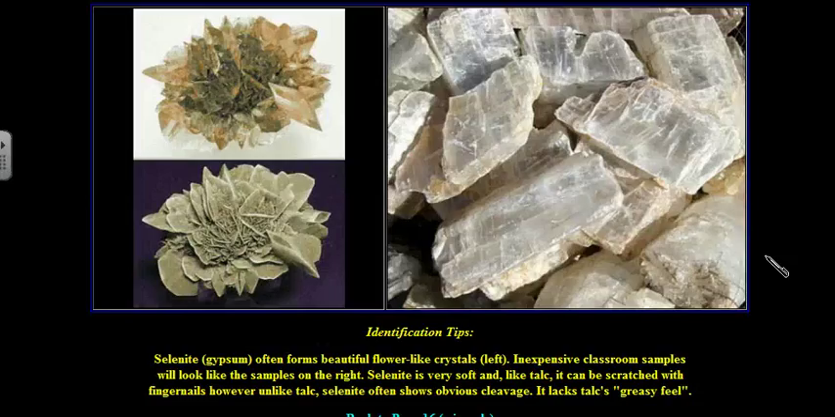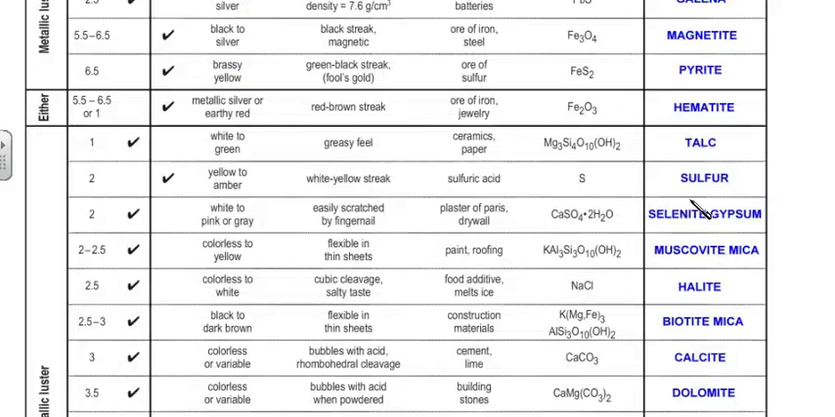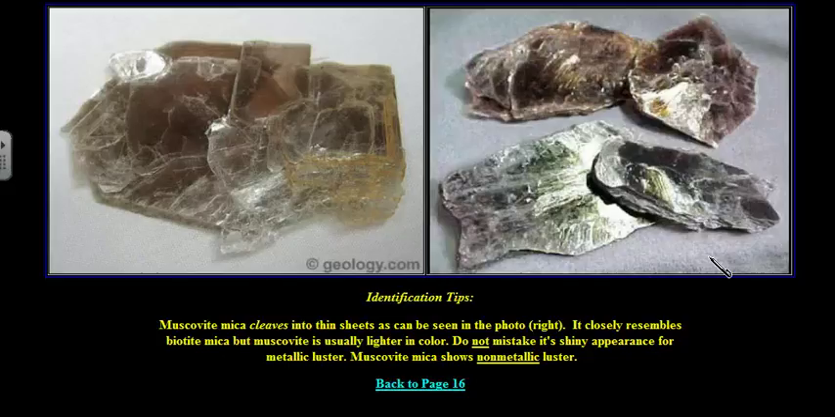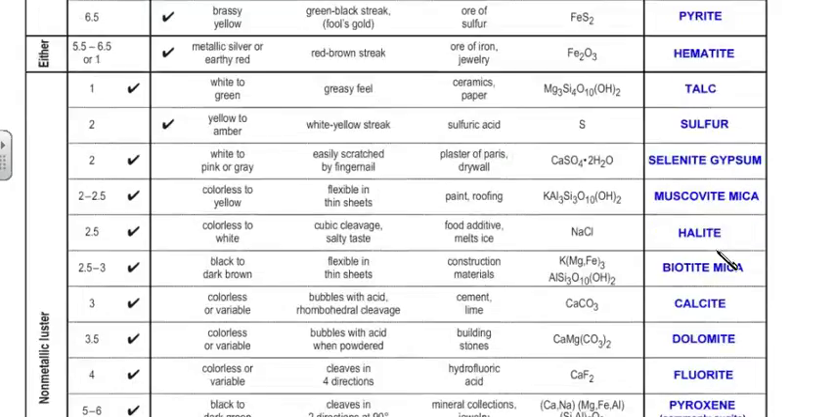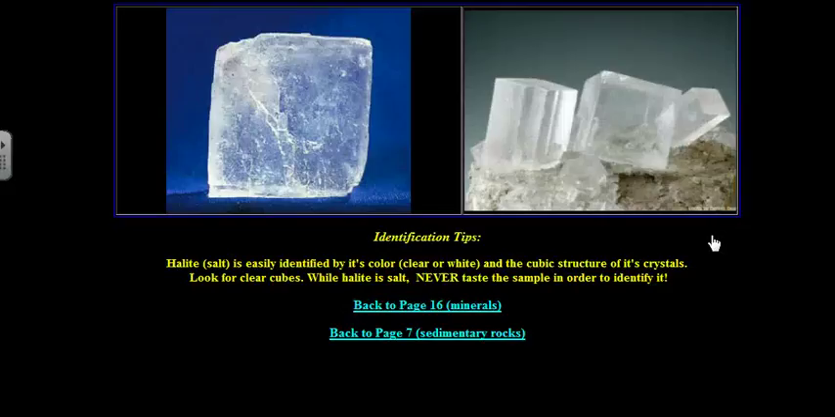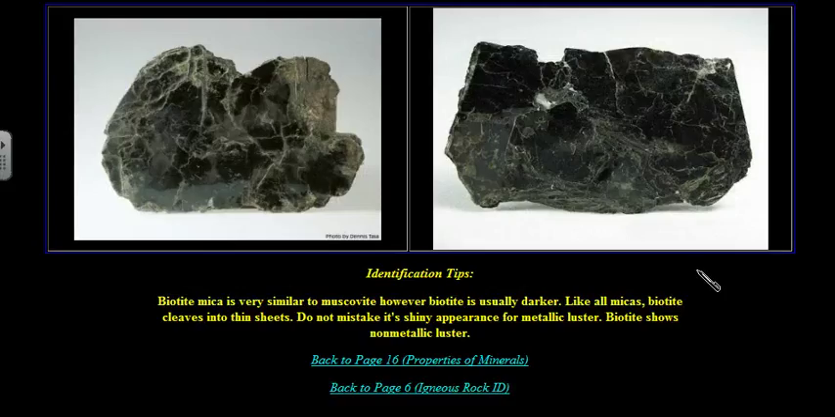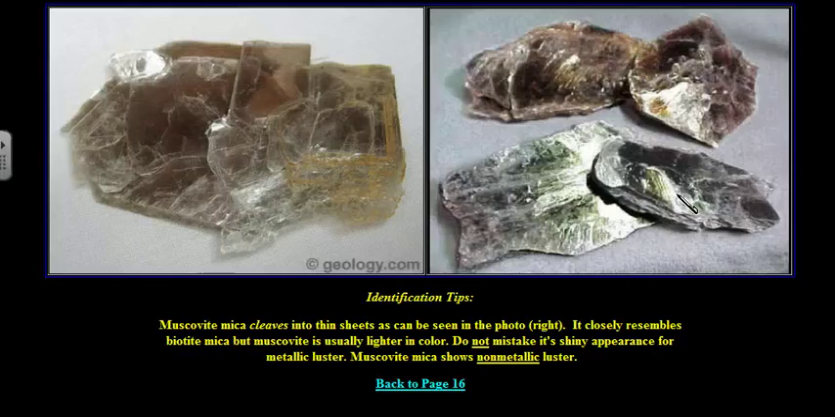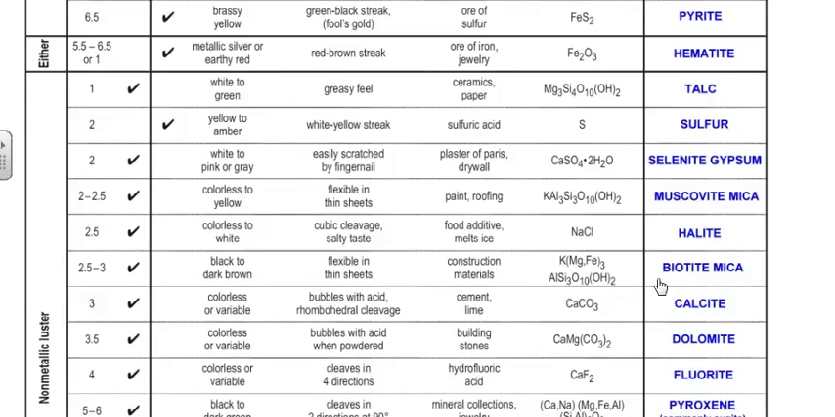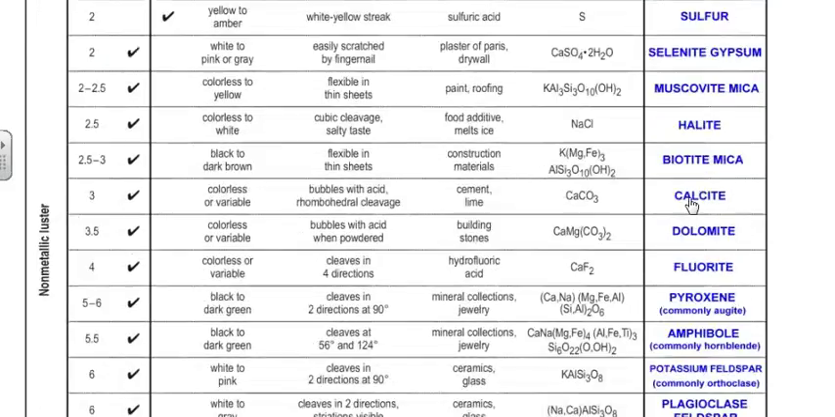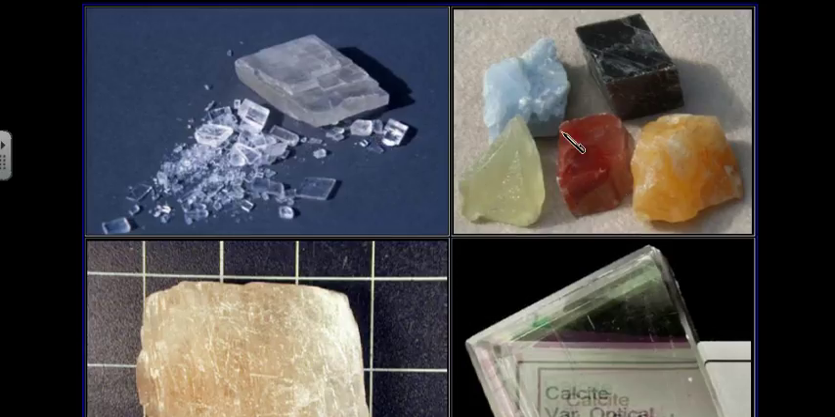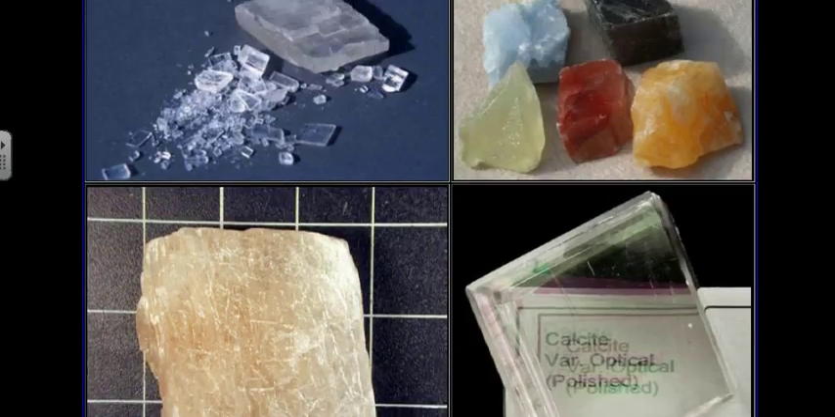Alright, then we got gypsum. Looks like a rose. Muscovite, mica. Halite, table salt. Biotite, mica. A little bit different from muscovite mica, but very similar. Notice the kind of brownish hue, and here we've got the black. So biotite, black. Alright, calcite. We'll do a lot with calcite this year.